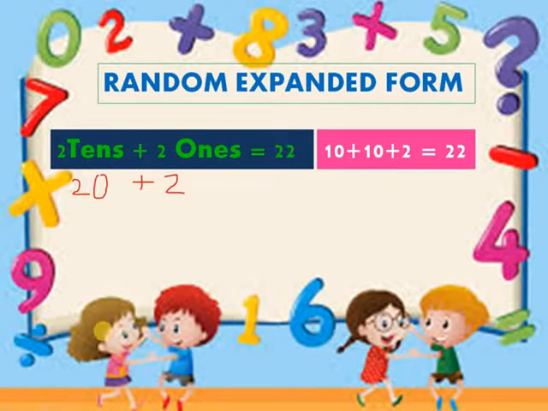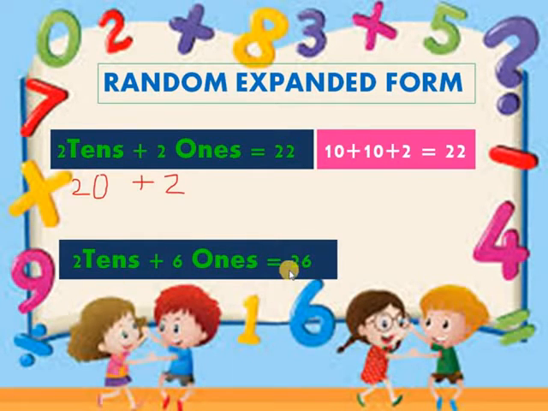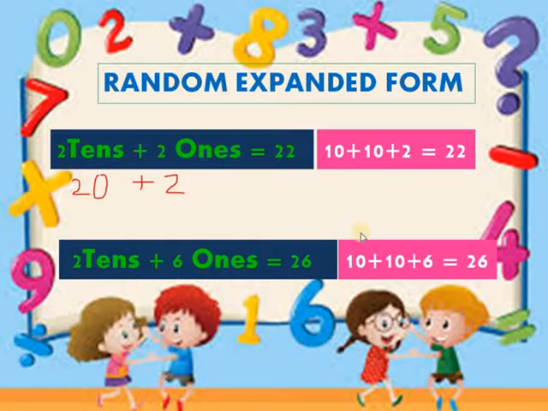Next is 21. So the expanded form of 21 is 2 tens and 1 one. 2 tens plus 1 one. And it can be written as 10 plus 10. 10 plus 10 makes 20 plus 1, because here in ones place we have 1.